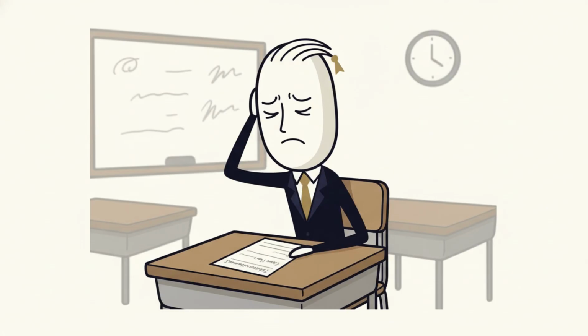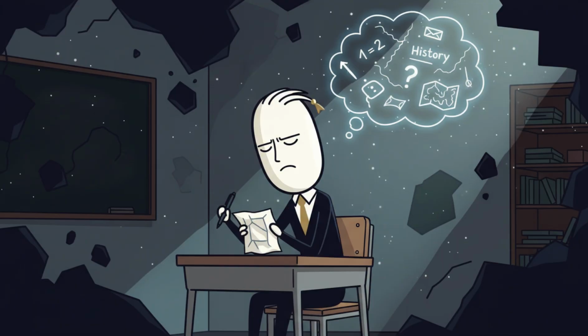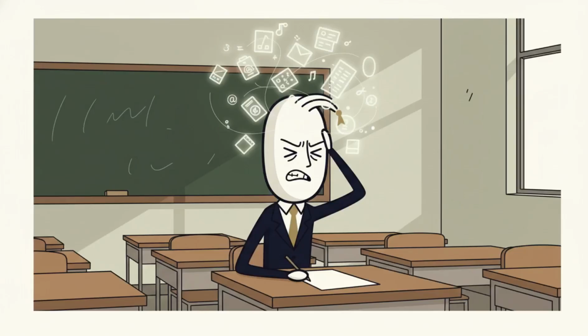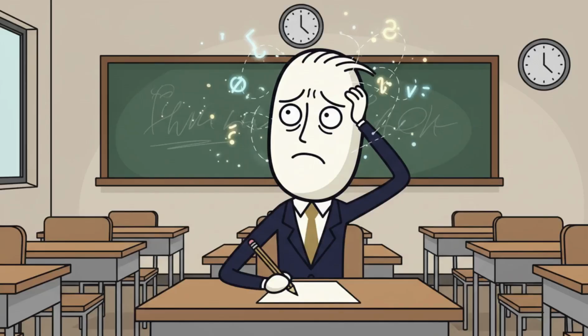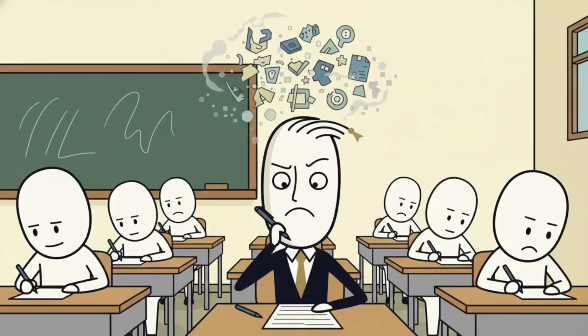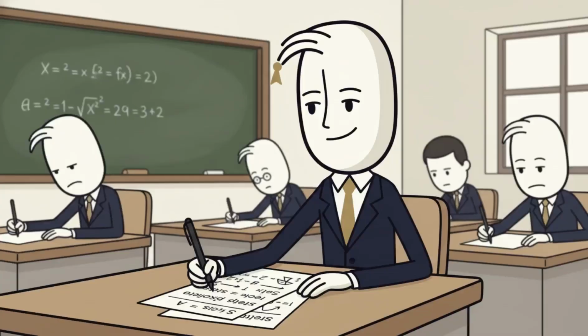Memory recall error. The information exists somewhere in the mind, but it cannot be accessed at the right moment. Under pressure, the brain hesitates, mixing details or retrieving incomplete versions. It feels like knowing a word, but being unable to say it when it matters most.